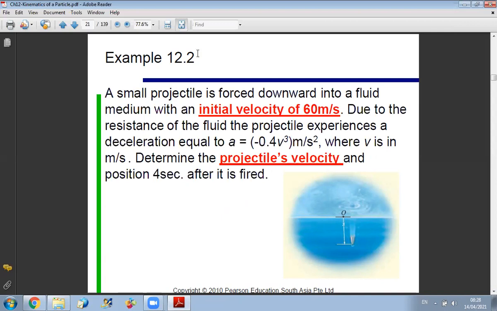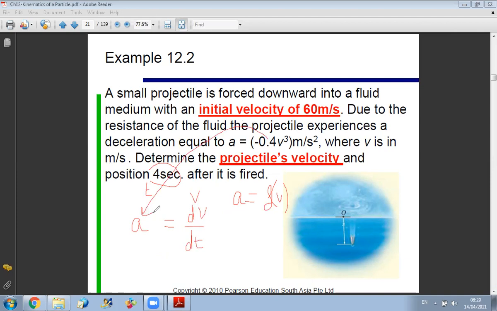First, since we need to find v, and we already have a function of v, we should think about the relation involving these two variables. And of course, we want to find it after 4 seconds, so we also need to involve time. So it's very clear that we should use the formula a equals dv by dt. Now, since we have a function of v, we replace a by its function.